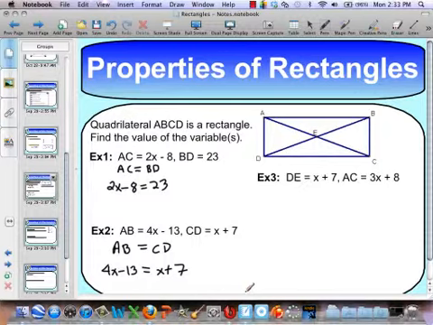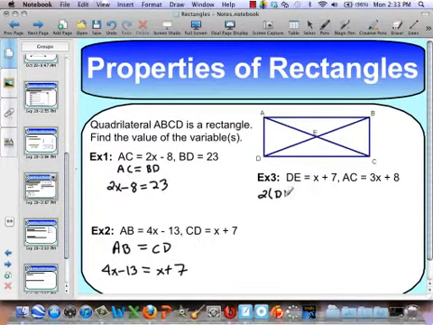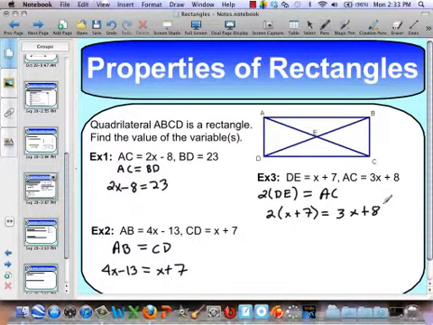So they do 2 things here. Not only are they congruent, but they also bisect each other. So therefore, twice DE is equal to AC. So 2 times (x plus 7) equals 3x plus 8.